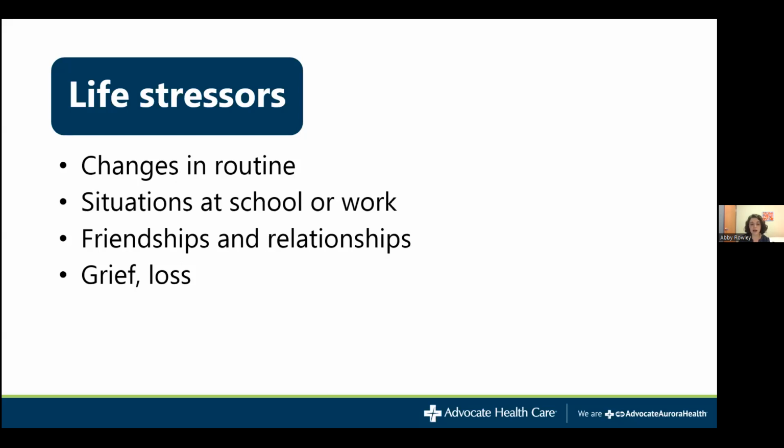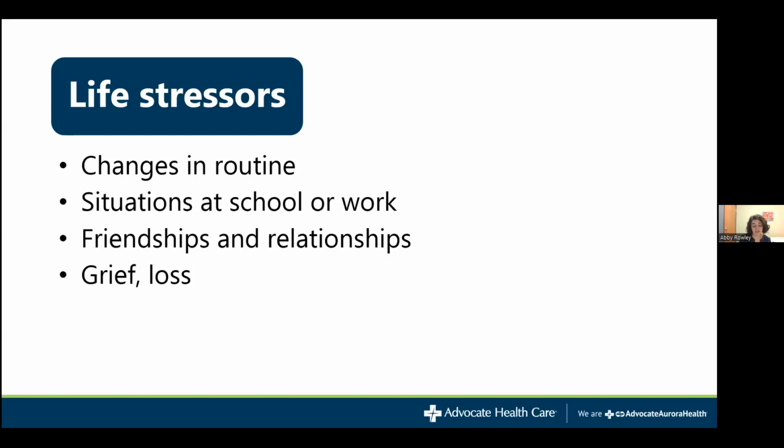If there are other things going on at the same time as the behavior change, it may be a life stressor for them. So things like changes in their normal routine, some situations that come up at school or work. Friendships and relationships is an area we see a lot as causing a lot of stress. And this can refer to family relationships, romantic, coworkers, friends, acquaintances. Sometimes there's some drama that comes up or some confusion about social interactions, and that can cause stress.